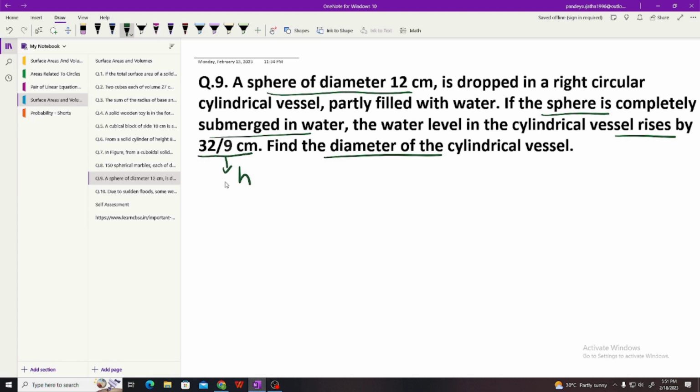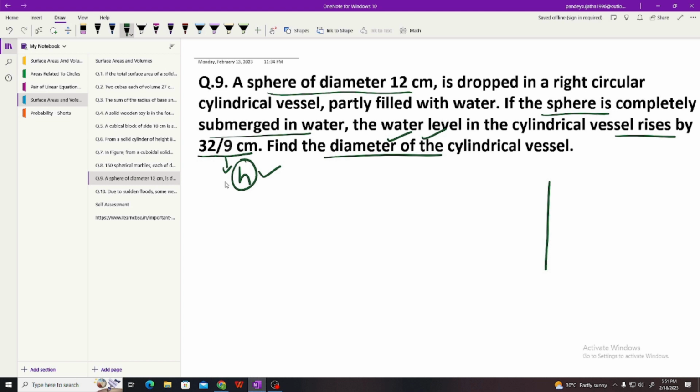See, if you compare this question with the previous question, in the previous question, the diameter was given and we were supposed to find the rise in the water level. So just it is reverse. Here the rise in the water level is given and we need to find the diameter of the cylinder. So this way of solving is just the same as we solved in the previous question.